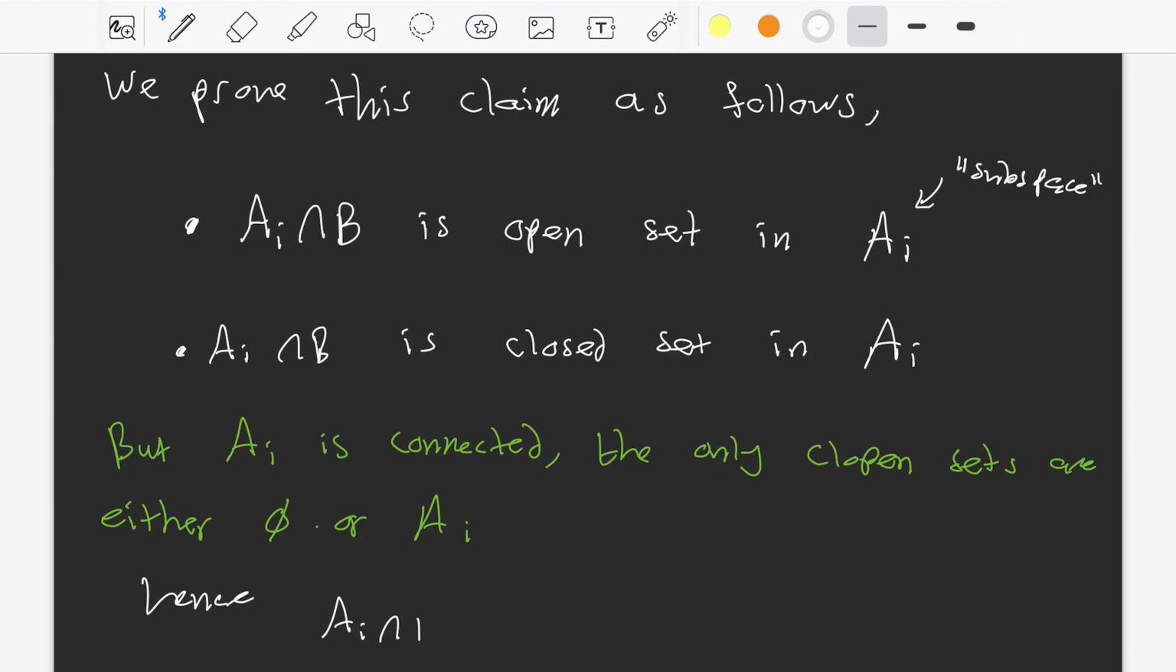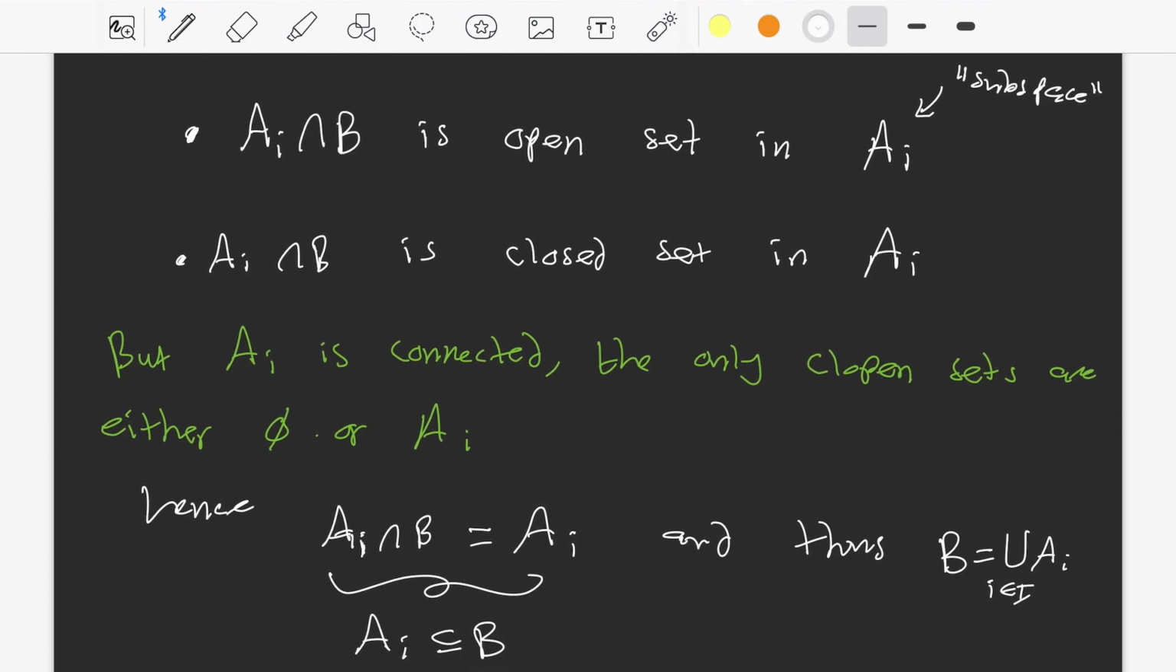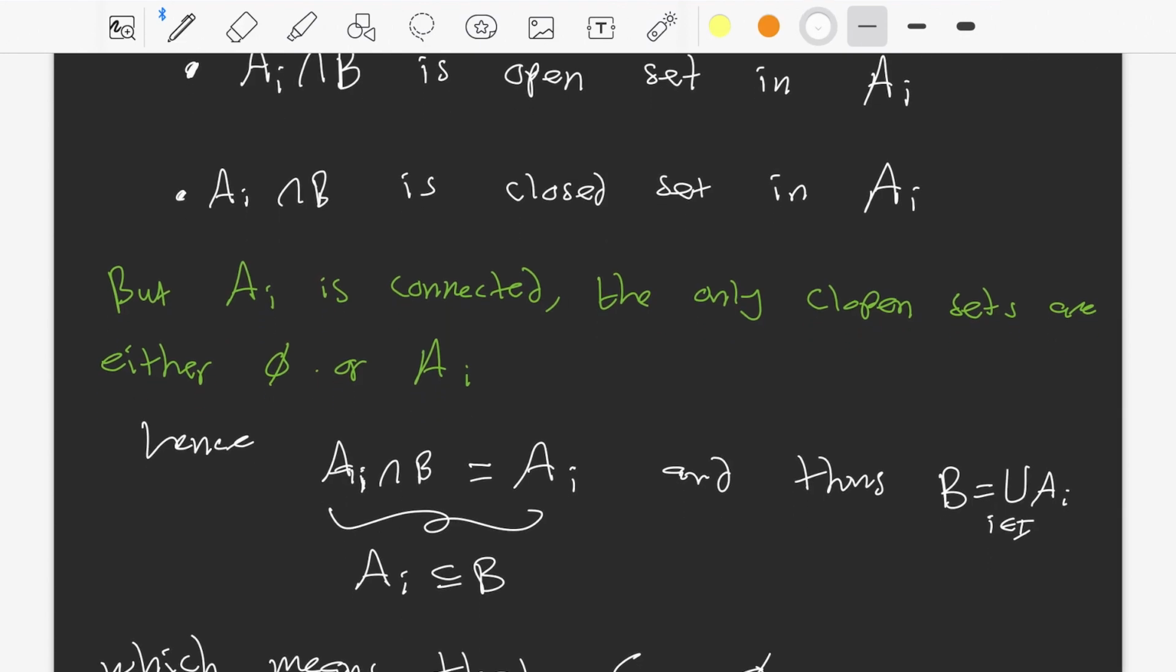So, hence, A_i intersection B is equal to A_i, and thus we have B is exactly equal to the union of the A_i. Why? Because from this one we get that A_i is a subset of B, and if we take the whole union we get B, which means that C is the empty set, which is a contradiction.